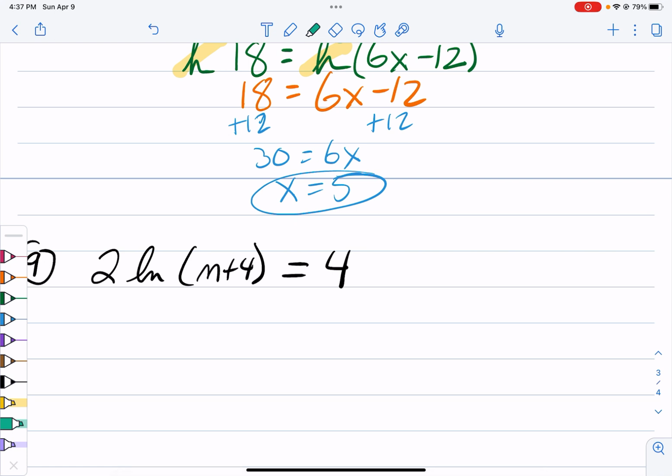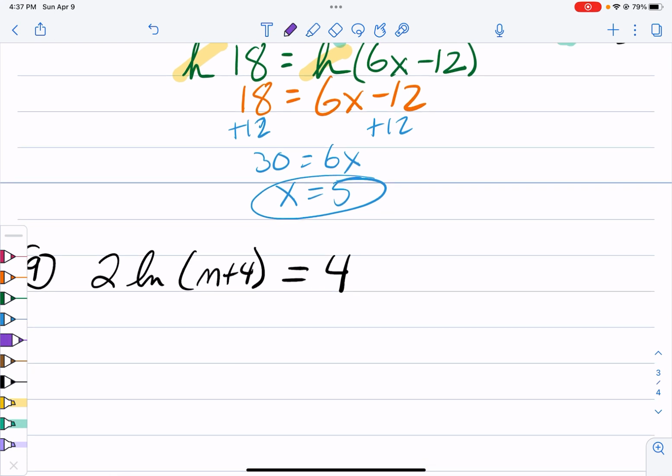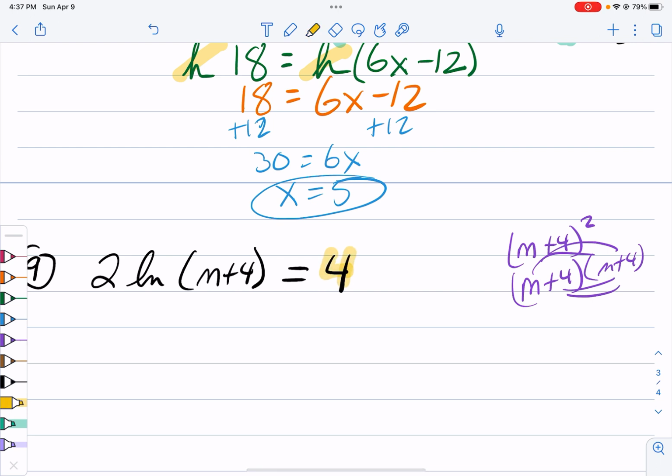For problem number 9, while I could make this an exponent, I really don't want to have to figure out what m plus 4 squared is. I could. Kind of a little quick reminder, if you're going to square something, that means multiply it by itself, so I would have to do some super distributing. However, in this problem, since this is log equals a number, I have another option. I can divide both sides by 2 instead, and then I don't even have to worry about my coefficient.